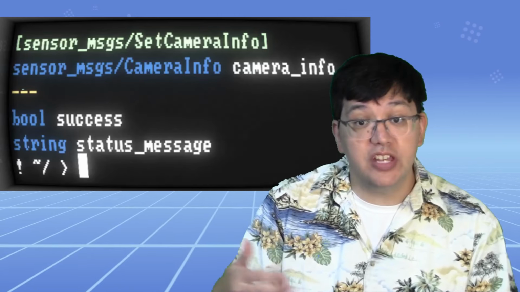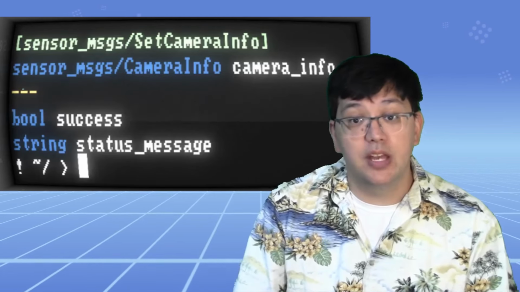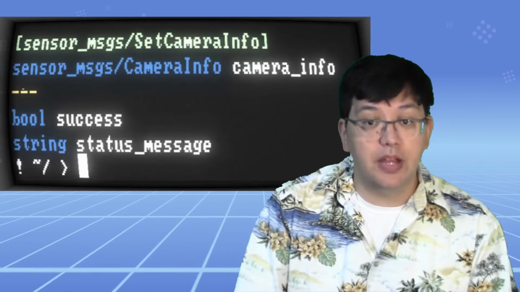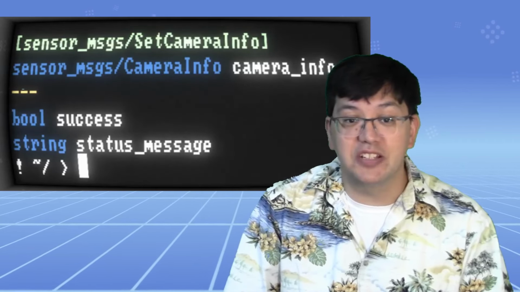One program puts the camera info into the request and sends it to another node. The other node will attempt to change the camera info and then send back a response with the field set to let the first program know whether that was successful or not.